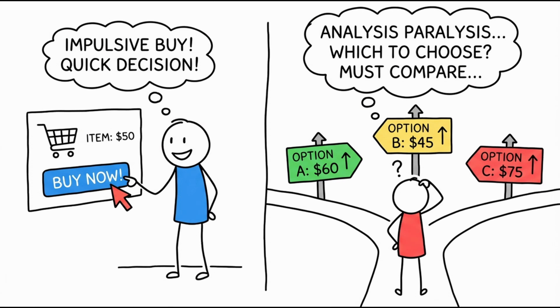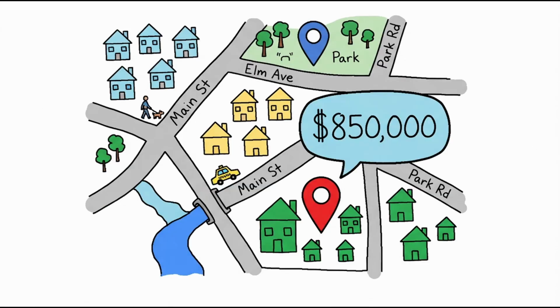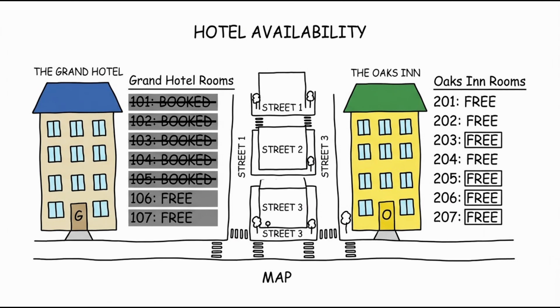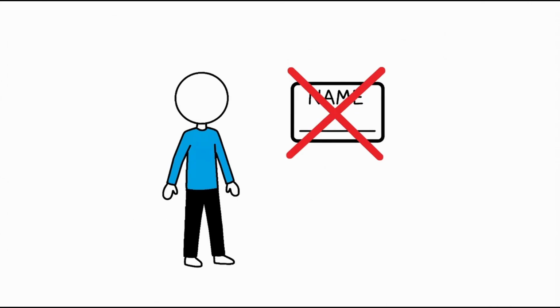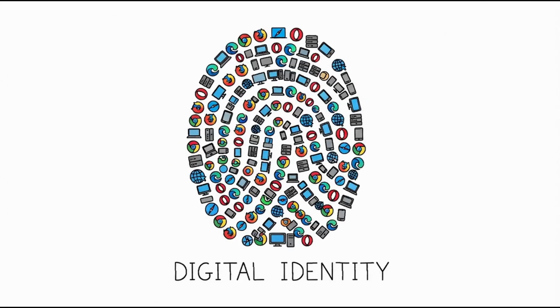Your location matters too. A hotel search run from a wealthier zip code can return different results than the exact same search run from 3 blocks away, even down to which rooms show up as available. Even your connection speed can be a signal. Slower networks sometimes get simplified pages with fewer discount options surfaced. None of this requires anyone to know your name. It just requires a browser fingerprint.